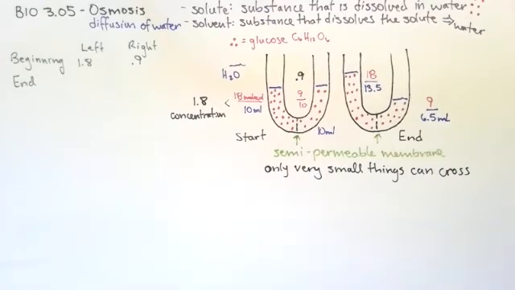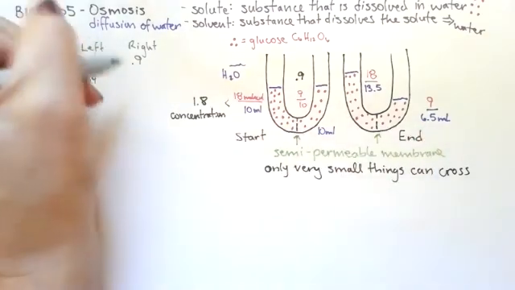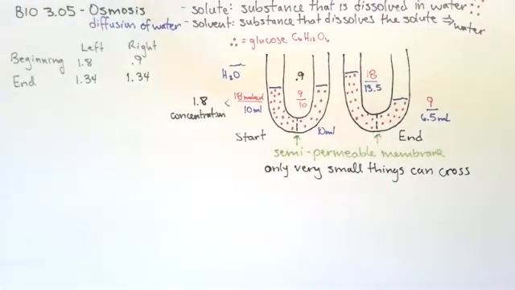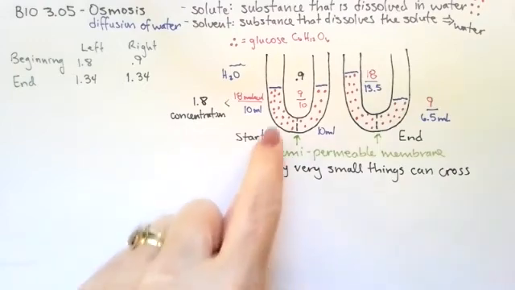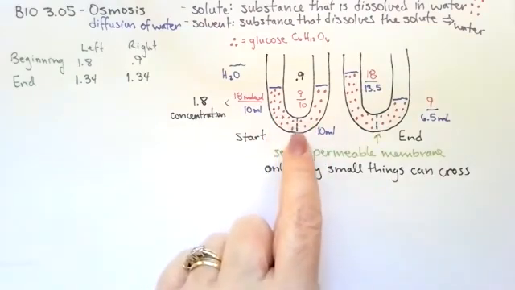I forgot to divide these out. And guess what? That gives me about the same concentration on the left and the right. If I take 18 divided by 13.5, I get about 1.34. And if I divide 9 by 6.5, I get 1.34. You can see that the concentration's even. How did this happen? I couldn't move my solute, but my solvent could. Glucose can't get across this membrane, but water can.